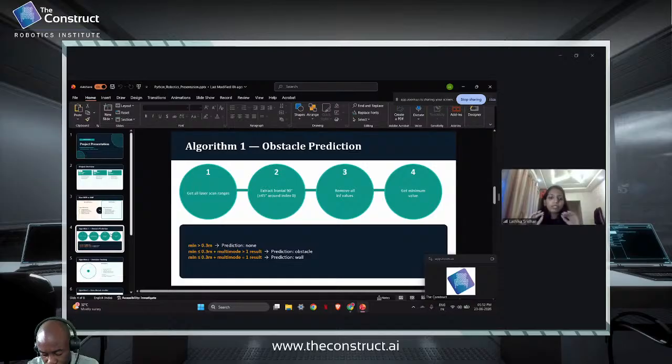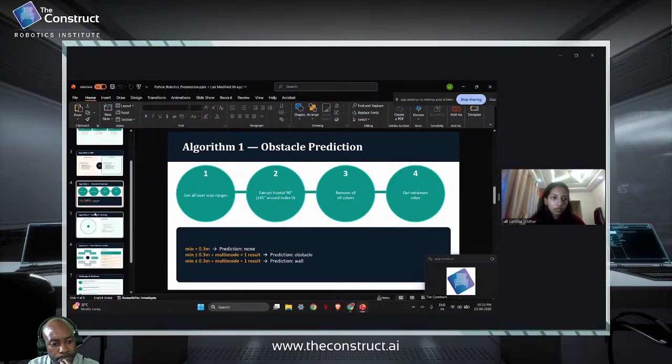less than 0.3 meters, I used Python's multimode function from the statistics library. Multiple modes generally indicate a discrete object, while a single mode indicates a flat surface like a wall. So multiple mode allows us to differentiate between the obstacle being either an object or a wall. So that's the obstacle prediction algorithm.